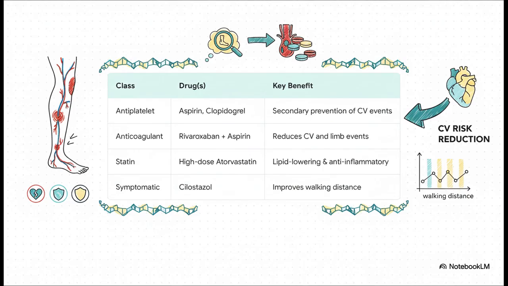When we do add medications, we're really trying to do two different things. Goal number one, and this is by far the most important, is to protect their heart and their brain. That means an antiplatelet, like aspirin, and a high-dose statin. Goal number two is just to help them feel better, to help them walk farther without pain. And for that, we have a specific drug called cilostazol.